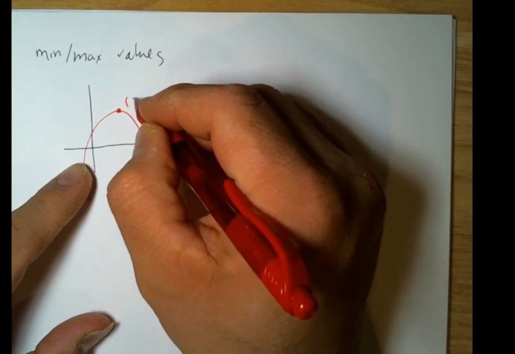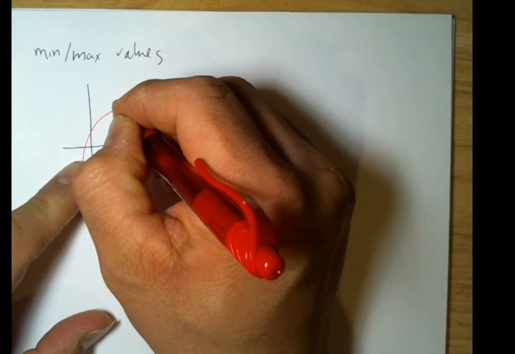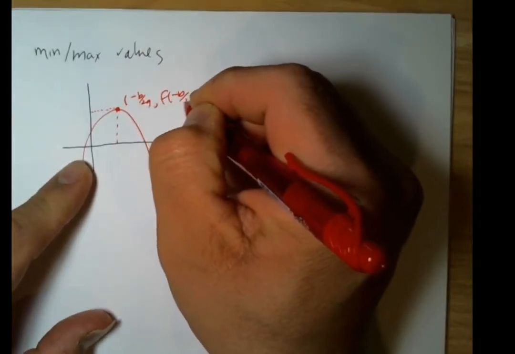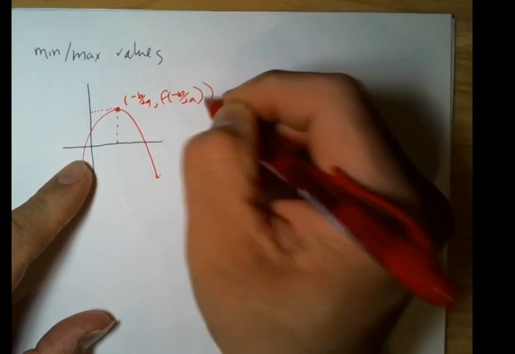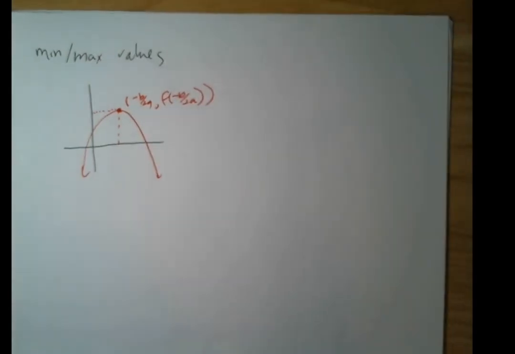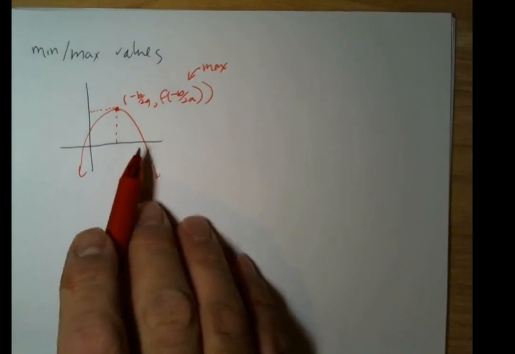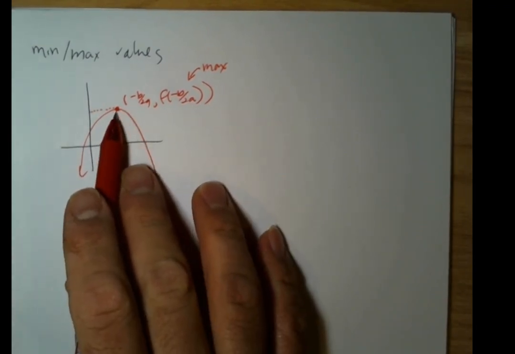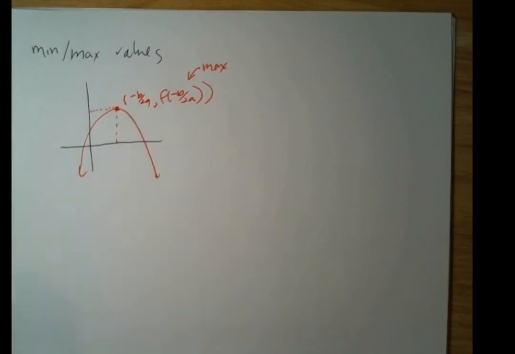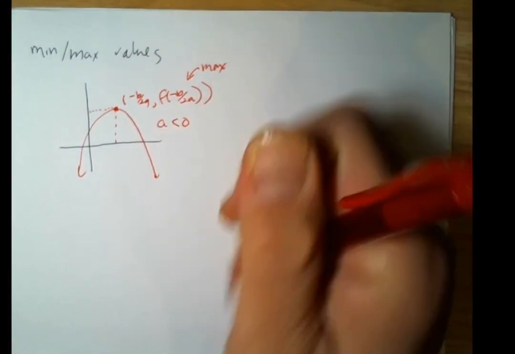And we know how to find that peak: negative b over 2a tells me where along the x-axis it is, and the actual value would be the y-coordinate, which I know how to find. I plug in that negative b over 2a, and this would be my, in this case, max value. Every other value would be less than that. As soon as I move away from it, we'll see that it just keeps getting lower and lower than our max value. This is when a is less than 0.